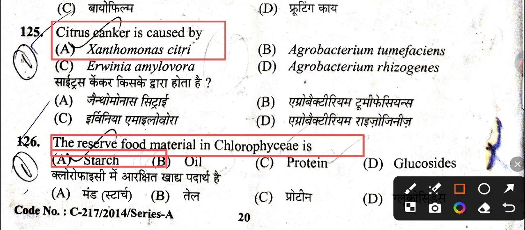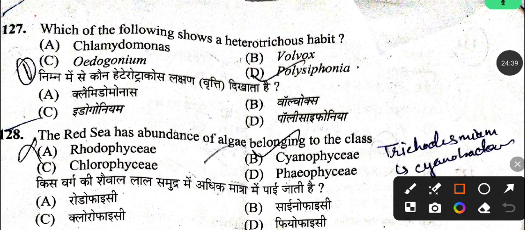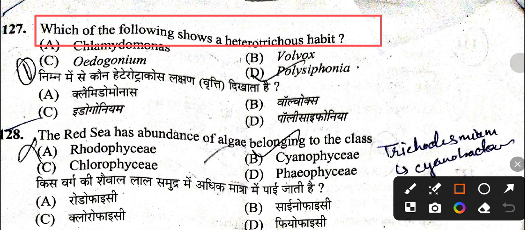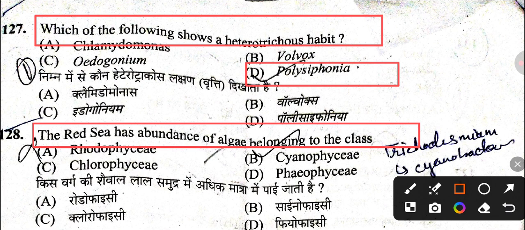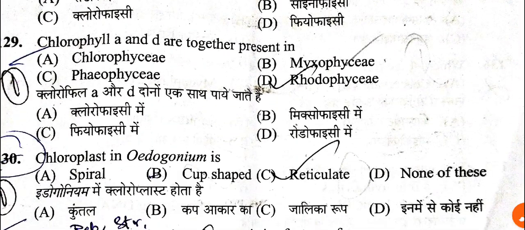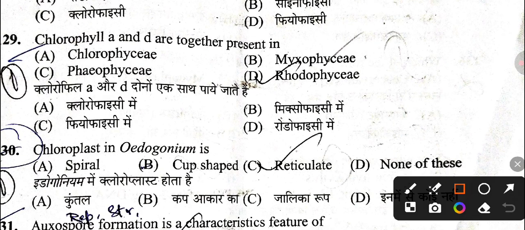Which of the following shows a heterotrichous habit? Heterotrichous means vertical as well as horizontal growth. It is shown by option D, that is Polysiphonia. The Red Sea has an abundance of algae belonging to the class Cyanophyceae. Next, chlorophyll A and D are together present in Rhodophyceae, red algae.